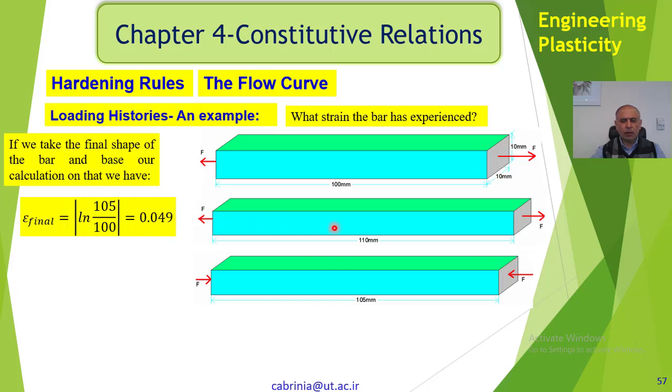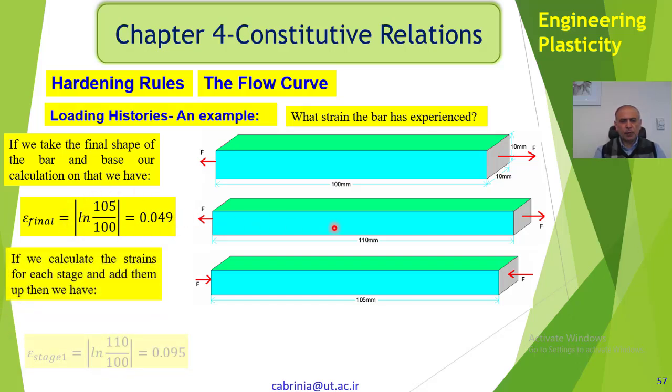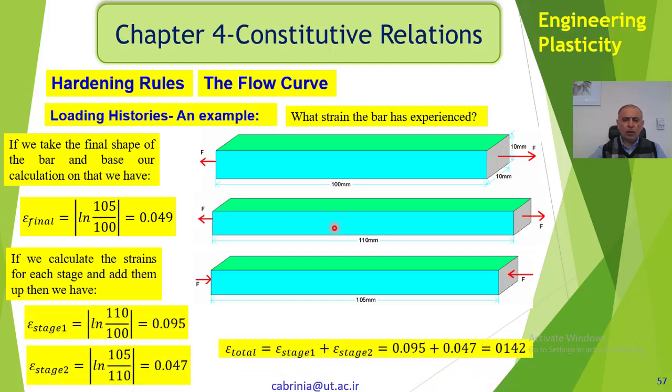Is that correct? Let us do it another way. Calculate the strain another way, stage by stage, from this stage to that stage, and from that stage to that stage. If we do that, stage 1, from 100 millimeter to 110 millimeter, we get 0.095 for the strain in stage 1. And for stage 2, 110 millimeter to 105 millimeter. So we get 105 to 110, and I have written it in this notation because I don't want to get these minus signs, because the minus sign just says that it is compressive.